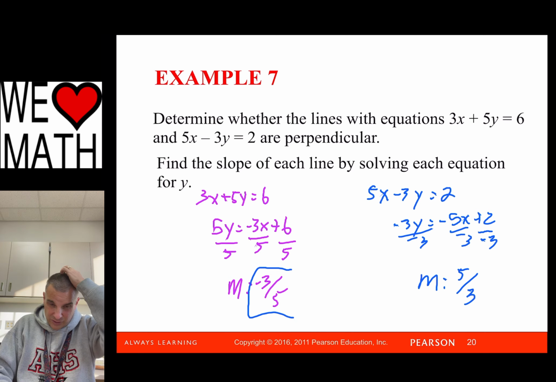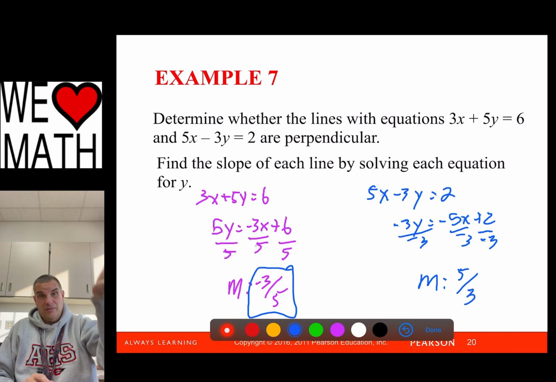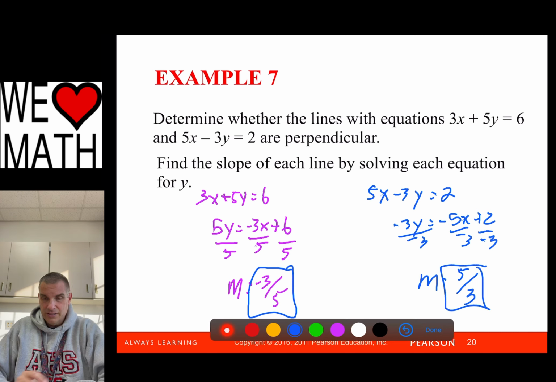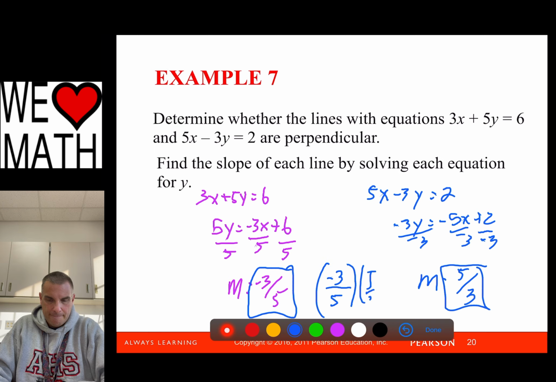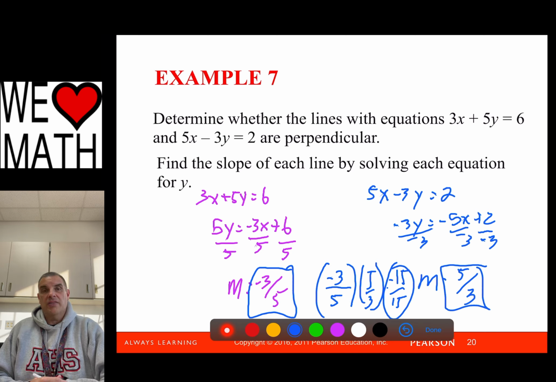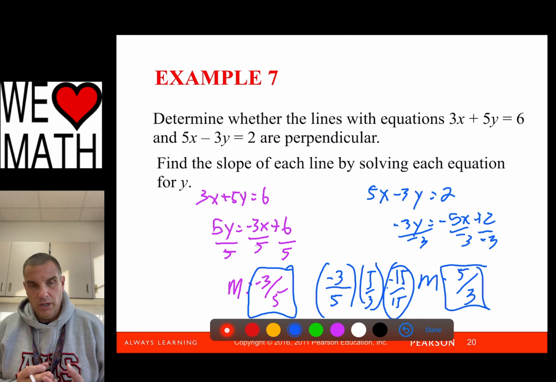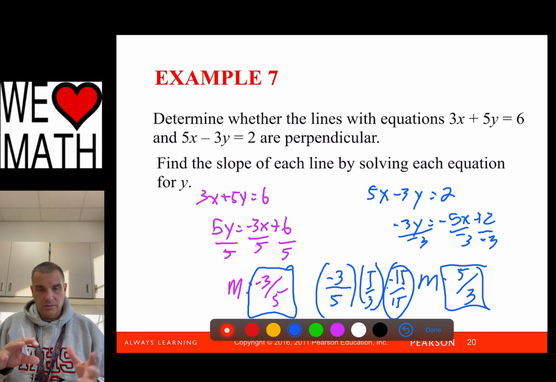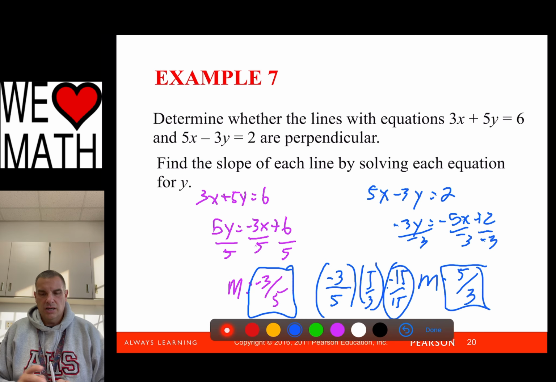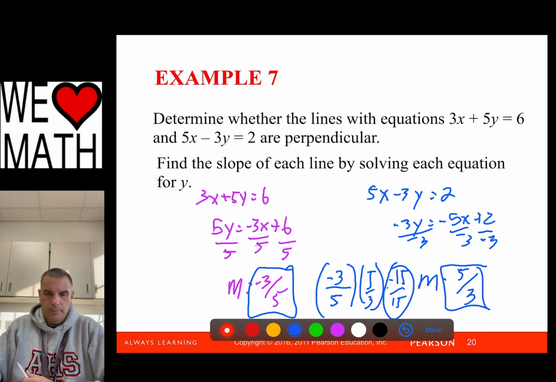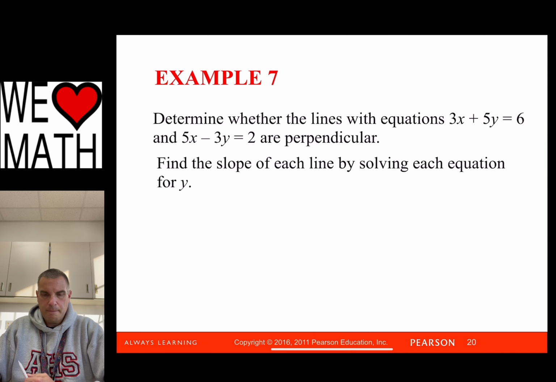Well, if I look at this first one, it's -3/5. If I flip that over on its head, it's 5/3. That's what this is. So these two are perpendicular to each other. Mathematically, if I multiply these two things together, they should equal -1. That's -15 over 15, which is -1. So mathematically, they have to multiply together to be -1. They're negative reciprocals of each other. So in fact, these are perpendicular to each other.